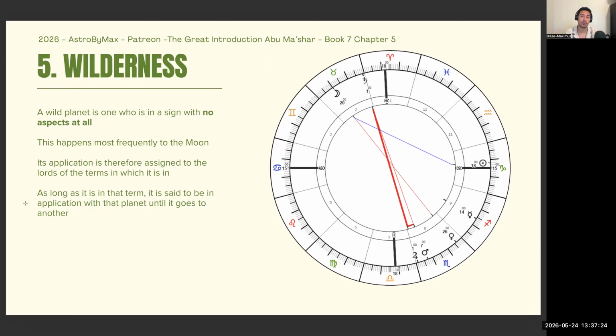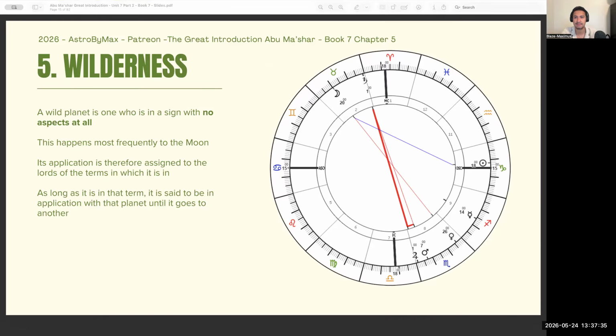Wilderness is usually understood as literally a planet being alone, being in solitary, isolated, literally being in the wilderness. That's why I think it's a really great term to describe this.